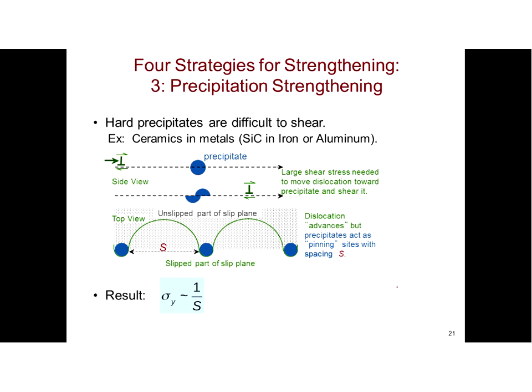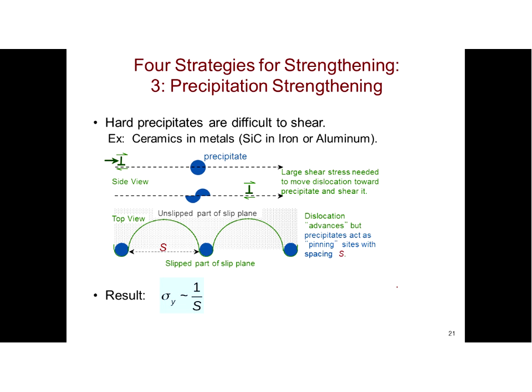A third strategy is precipitation strengthening. This is through putting hard precipitates inside of materials, and they act as major barriers towards slip. One example is embedding ceramics into metals, like silicon carbide in iron or aluminum.